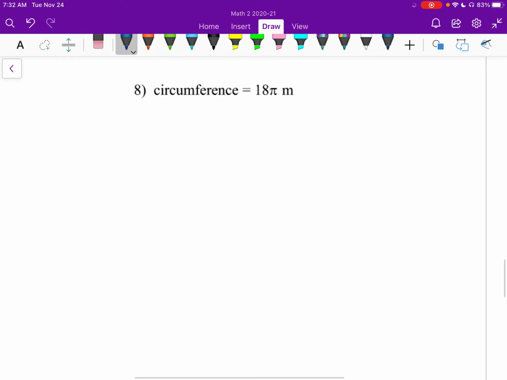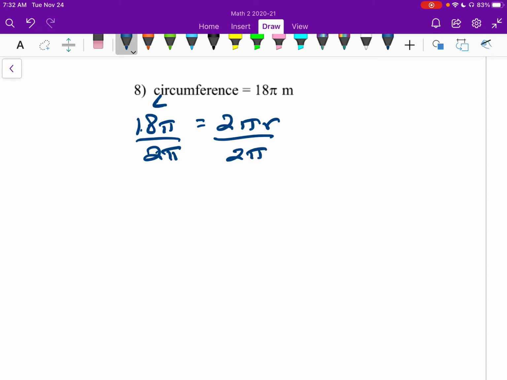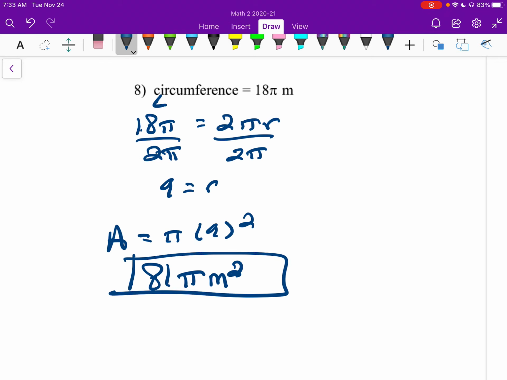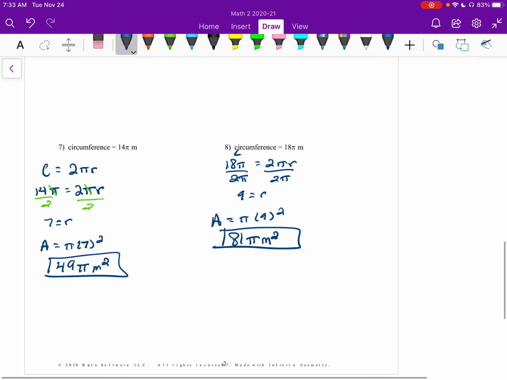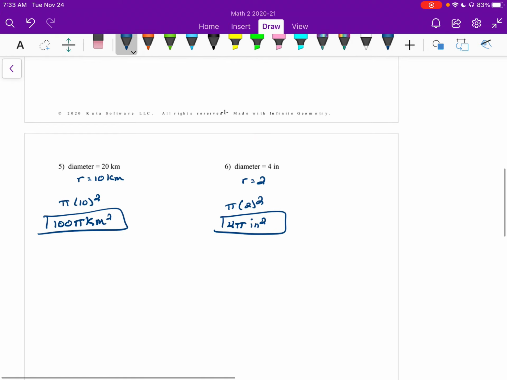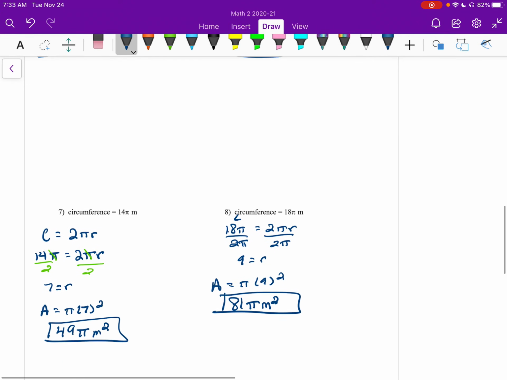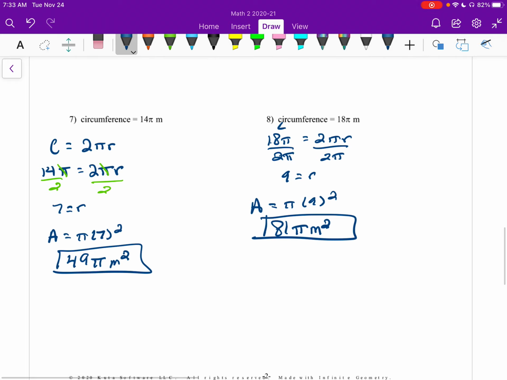Number 8, our circumference is 18 pi, so I'm going to say 18 pi is 2 pi r, right? Circumference. My pi's cancel, and I divide by 2, so really I'm dividing by 2 pi here, and I get 9 is r. So my area is pi 9 squared, so 81 pi, and we're talking about meters squared. All right, so I know I went kind of quickly through numbers 1 through 6, and through numbers 7 and 8, but I'm thinking that this should be pretty easy for us.